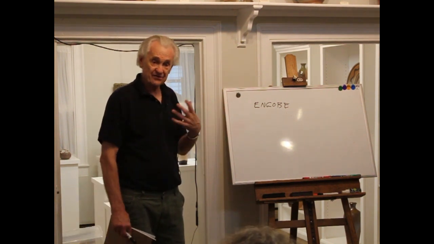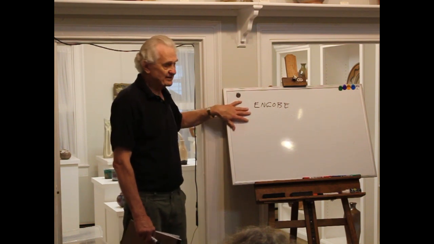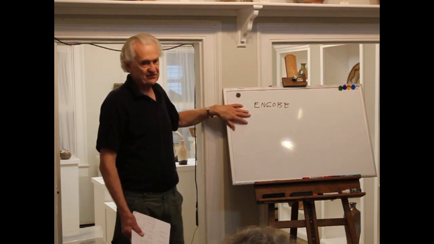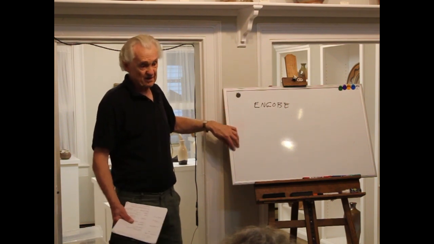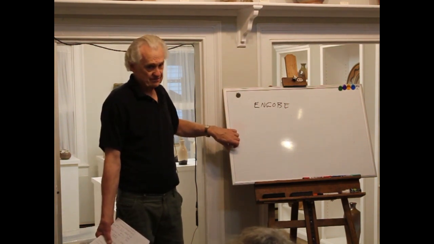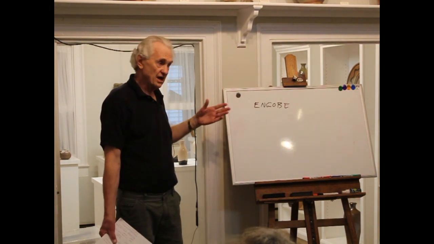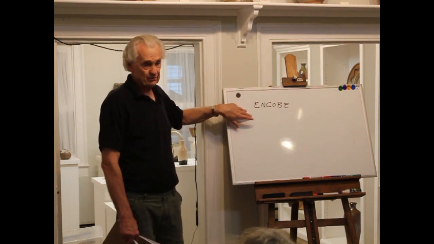A flux is something that helps things melt. So an engobe, technically speaking, is not just clay and water. It's clay and water and other things, especially a flux. And for example, an underglaze is actually a kind of engobe.